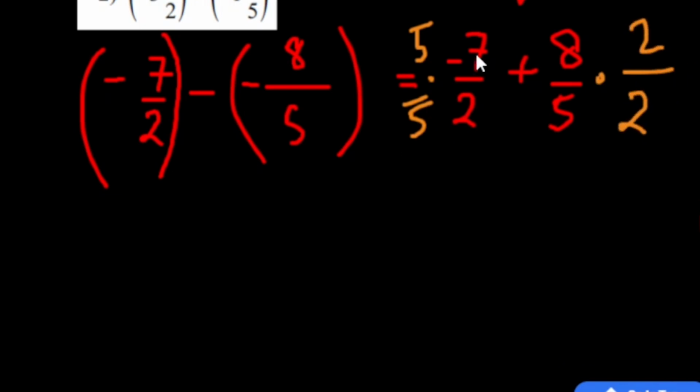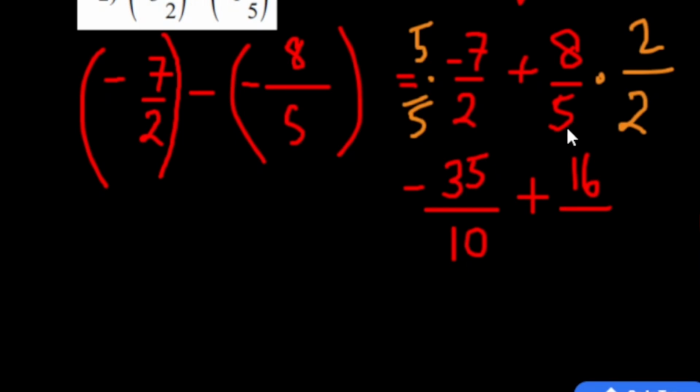Now we get 5 times negative 7, that is negative 35, over 5 times 2, that is 10, plus 8 times 2, that is 16, over 5 times 2, that is 10. Now that the bottom numbers are same, we can just write this as a single denominator, that is 10, and we just add the top numbers.